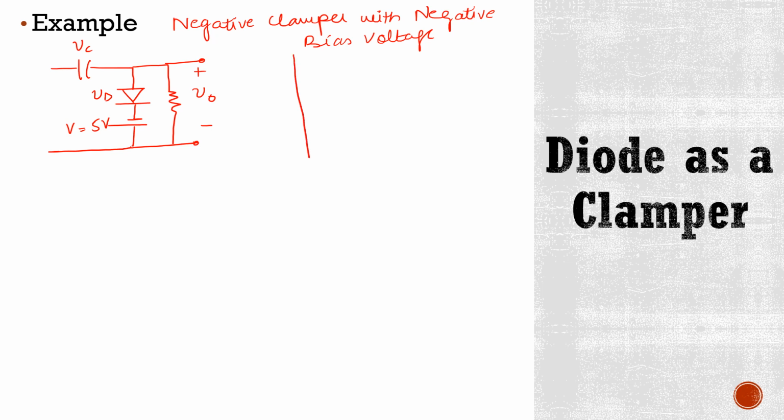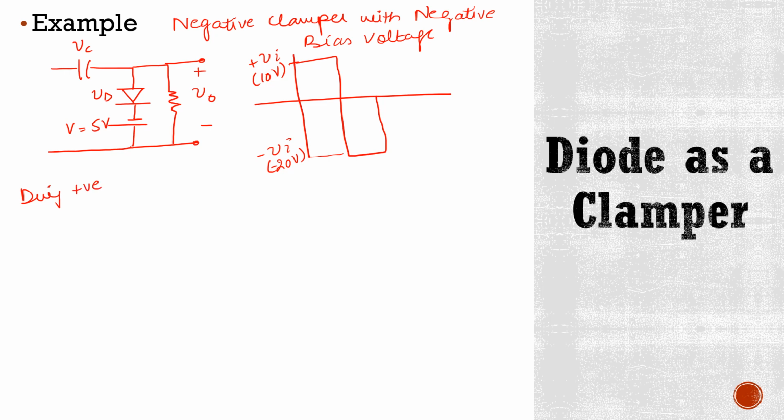Now again, if you have same square input, where this is plus VI and it is 10 volts, and it is minus VI and it is minus 20 volts. So again, you will start your analysis by considering that part of signal which will make this diode forward bias, which is during positive half cycle of input, means during this part.